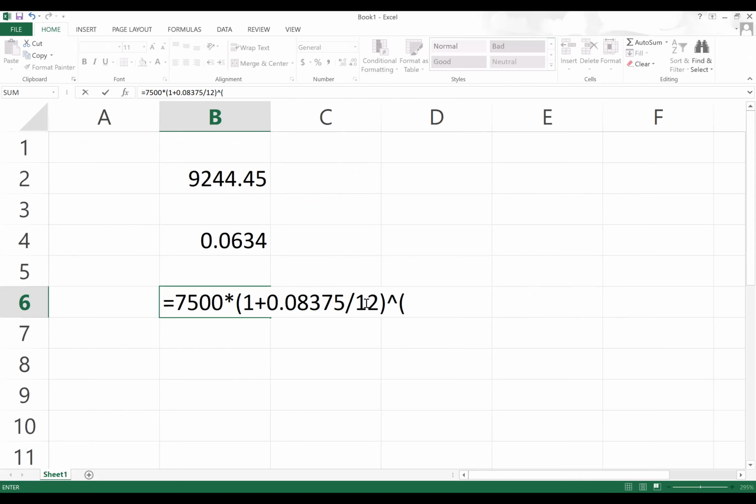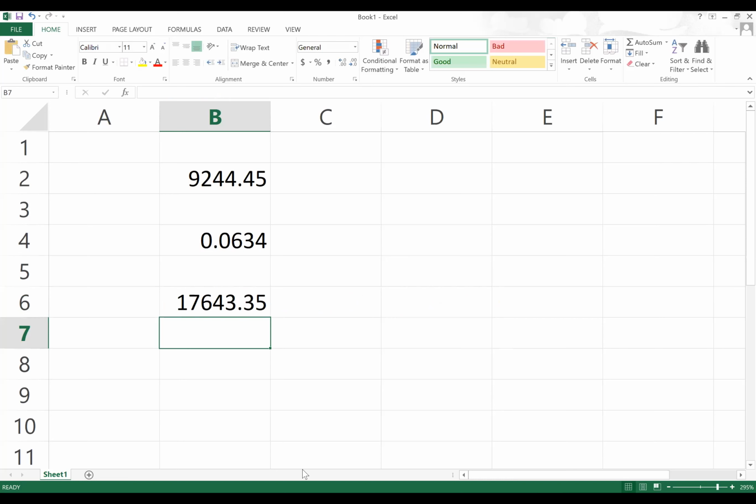Make sure you put the exponent in parentheses, because the exponent itself is an operation, a multiplication: 12 times 10.25. That should be the proper input into Excel. Once you have this and hit enter, you get a result. So you end up with $17,643.35. That should be the final answer.